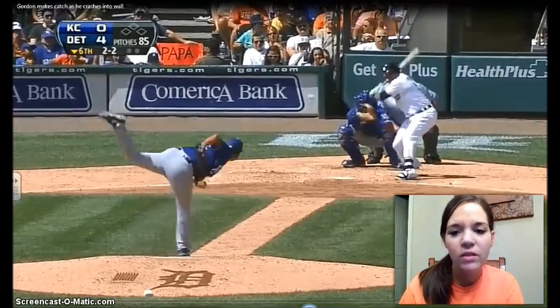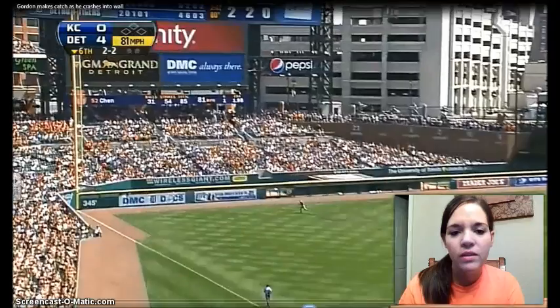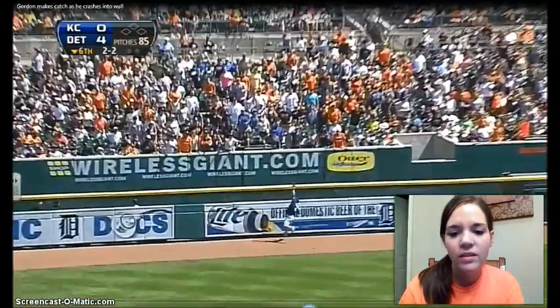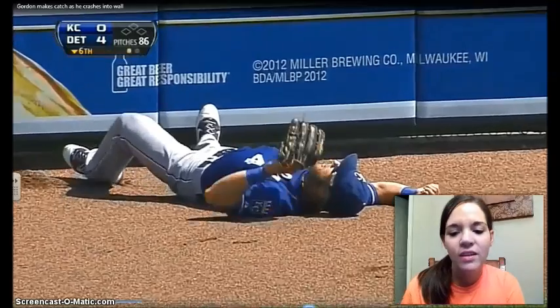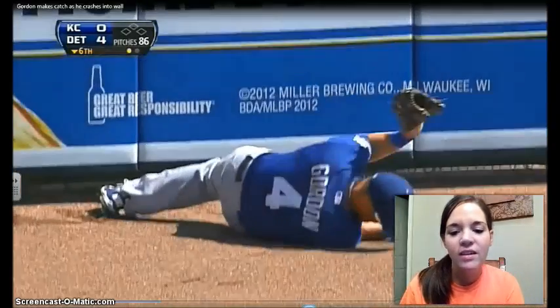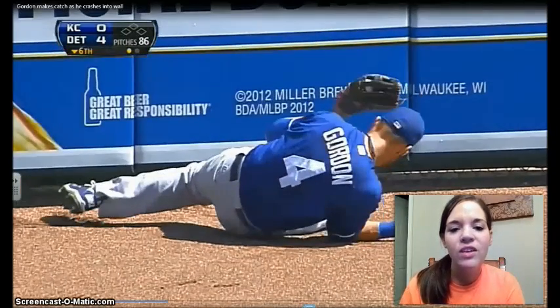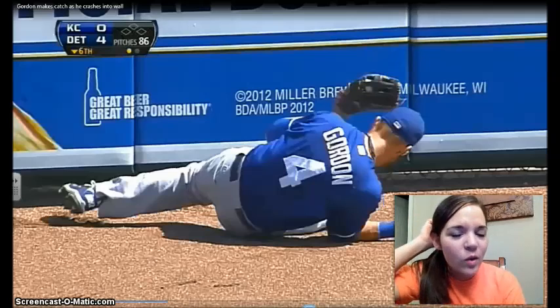Hit well, left field. And Alex Gordon smashes into the wall and makes a great catch. Wow.